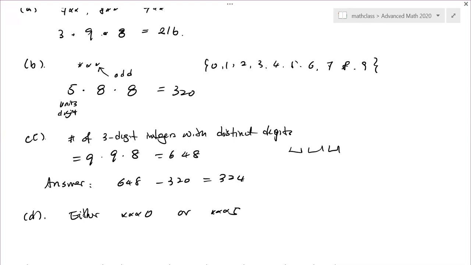Yeah, you count them in each group, right? Group A, all those integers ending with unit digit 0. Group B is all those integers where the unit digit is 5, right? So what's the answer?